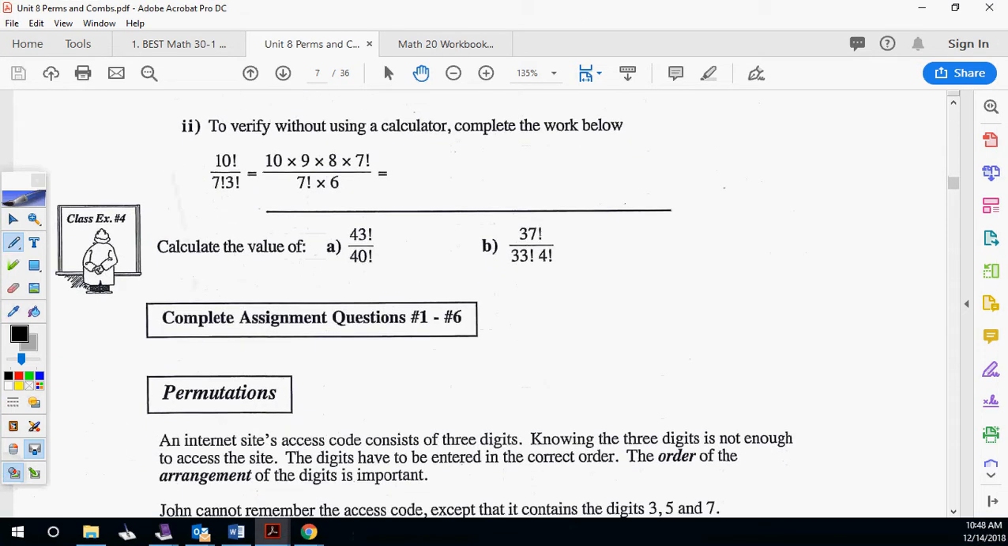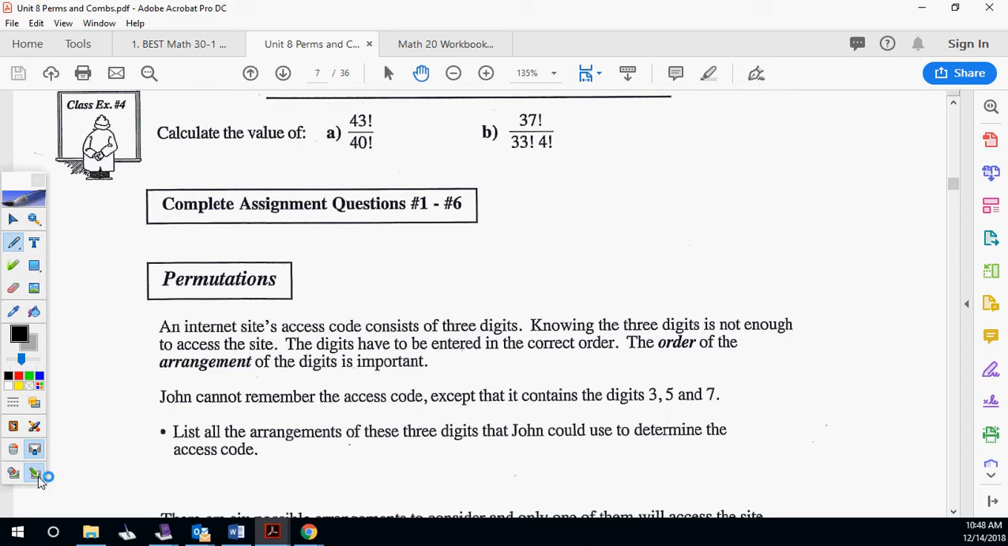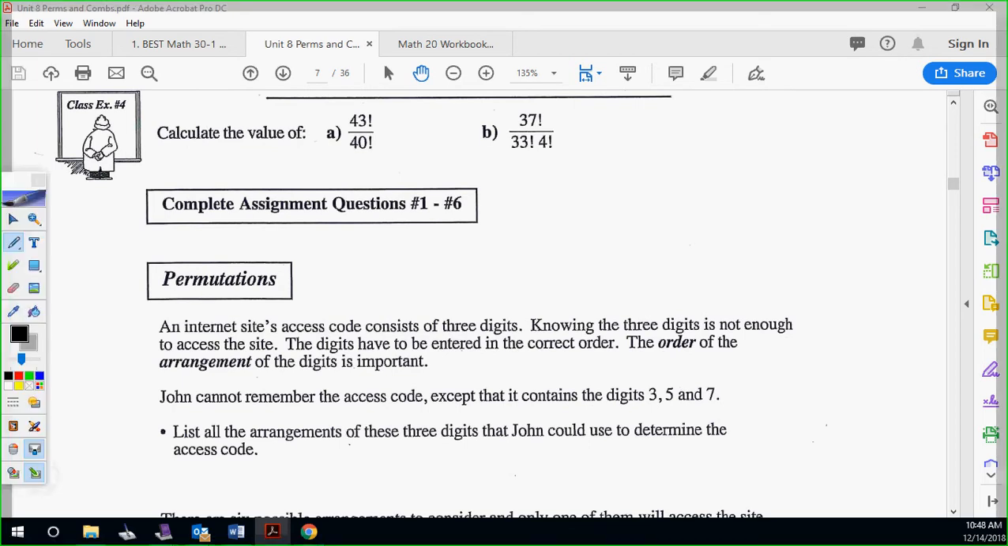Okay. All right, calculate the value of those. So you guys already got them. So somebody tell me what's 43 over 40? 74,046. Good. Which is kind of interesting, right? Because that's canceled off. You only have 43 times 42 times 41, right? It's pretty big for 3 numbers. Okay, how about the bottom? Okay. Good. All right. So we got the factorials down.